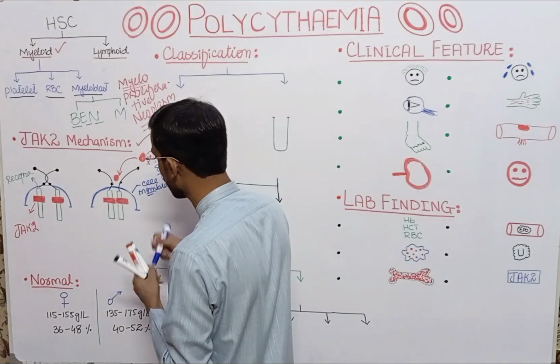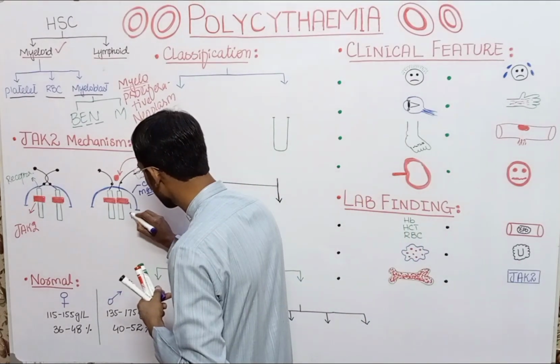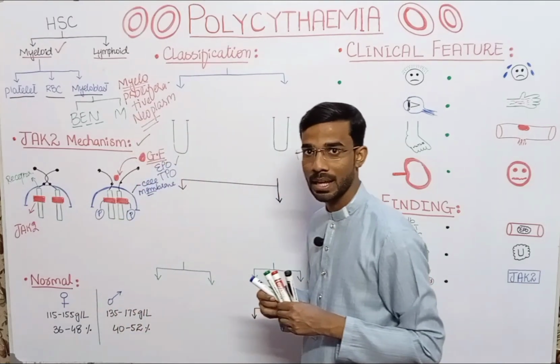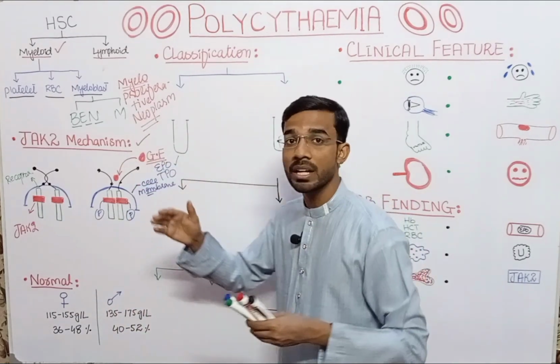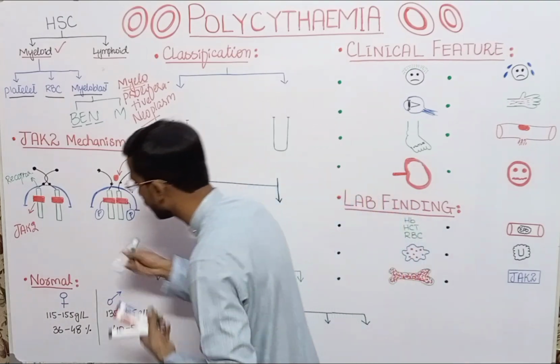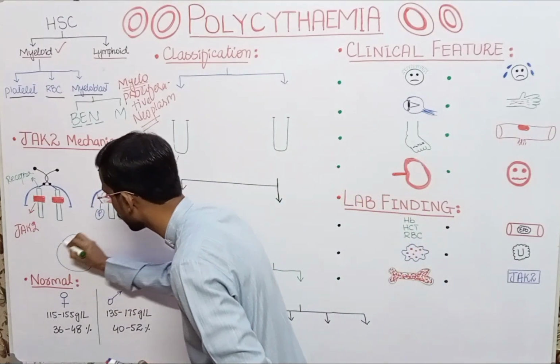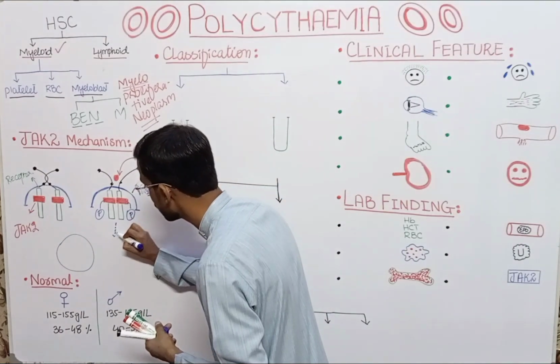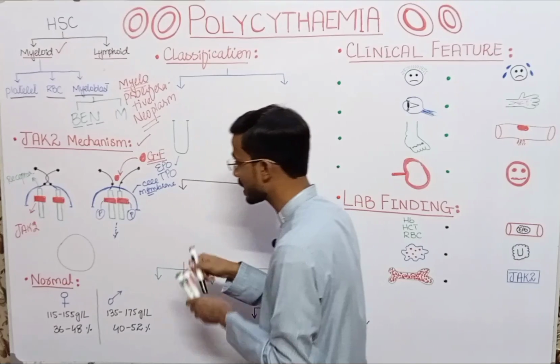The JAK protein becomes phosphorylated, and in that situation it will transduce the signal inward. Here you see that this is a nucleus, and the signal will pass to the STAT.